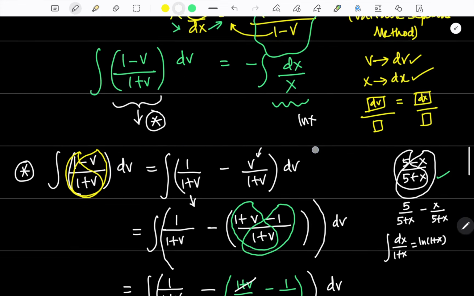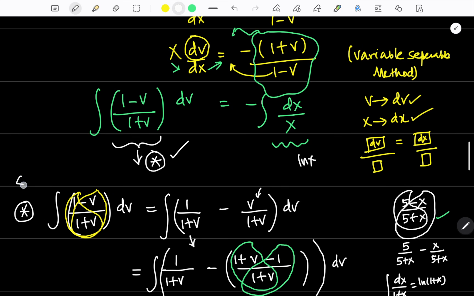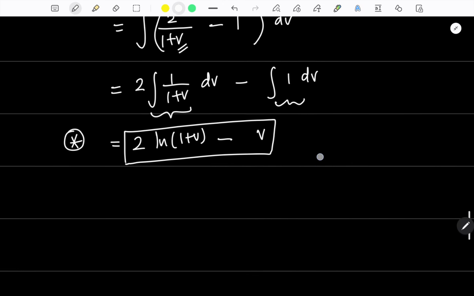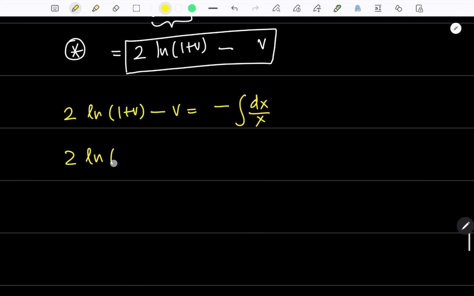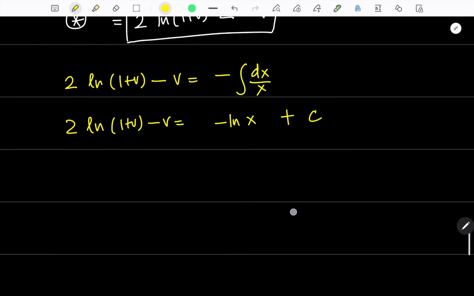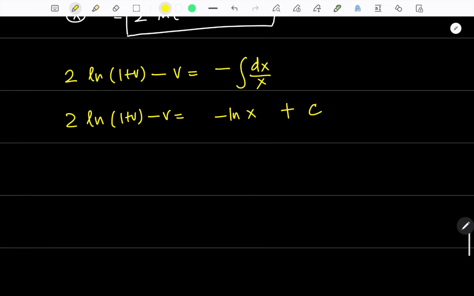So let me go back to the integration. This part I worked out separately, right? Now I'll put the answer here. So what is the answer? Let me go back to the step, right? The answer is 2 times ln 1 plus v minus v is equal to minus the integral of dx divided by x. The integral is there. So 2 times ln 1 plus v minus v, which is equal to the integral of this, which is minus ln x plus the integrating constant, what? C. Of course, in many places we are supposed to put it, but we are not putting it. In the last moment, we are adding c.